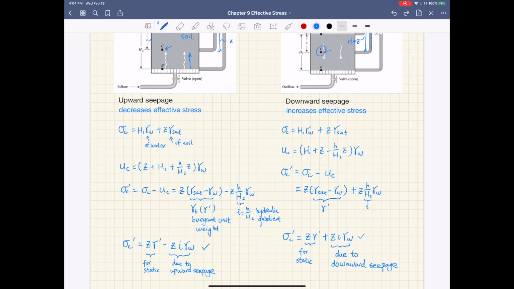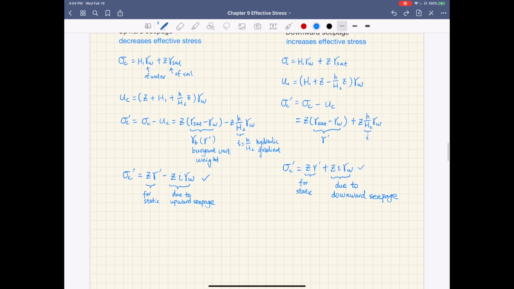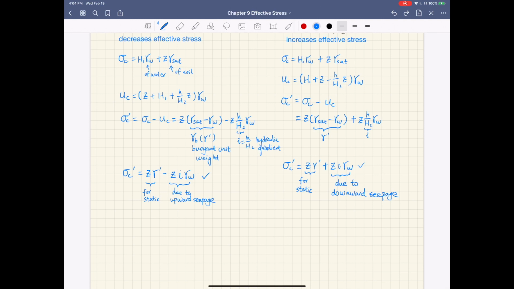For both of these effective stress expressions with seepage, there's a common term. That common term is the hydraulic gradient I times the unit weight of water. So this is called the seepage force per unit volume.